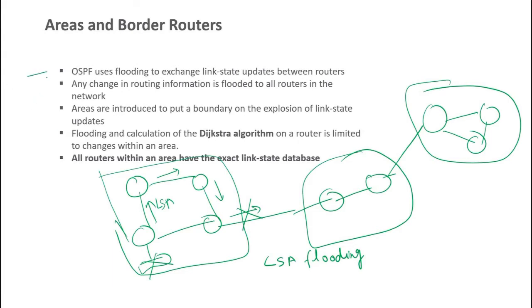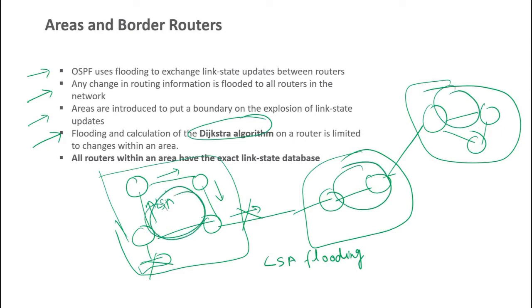OSPF uses flooding to exchange link state updates between routers. Any change in routing information is flooded to all the routers in the network. That's what we have just discussed. Areas are introduced to put a boundary on the explosion of link state. That's also true, I have just discussed that. Flooding and calculation of the Dijkstra algorithm on a router is limited to changes within an area. So this algorithm calculation will happen within an area and will not go outside of that area. That is the benefit of dividing OSPF into smaller areas.